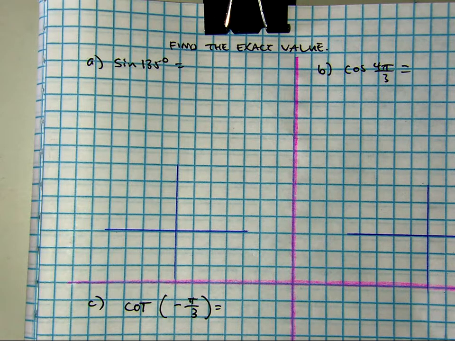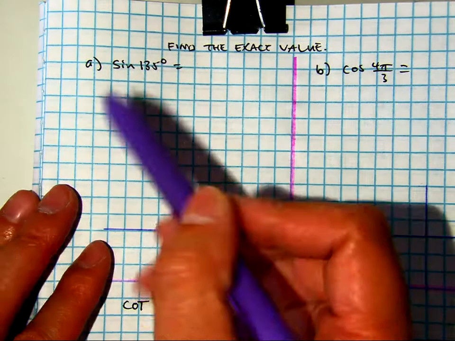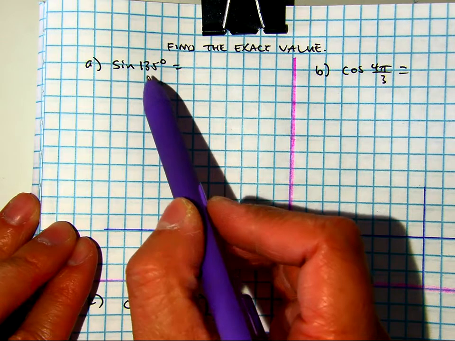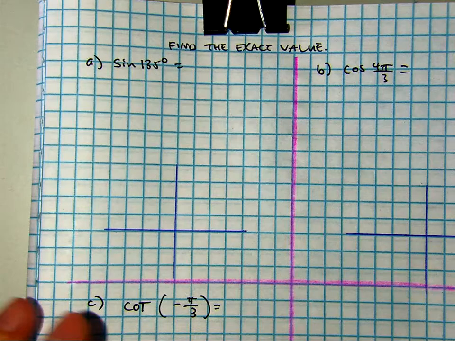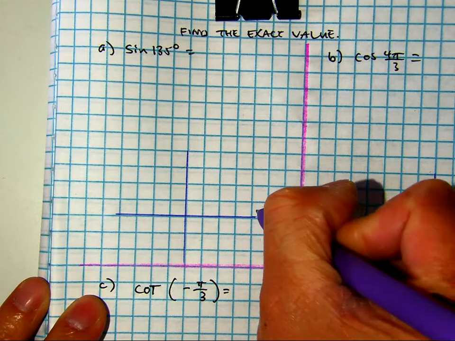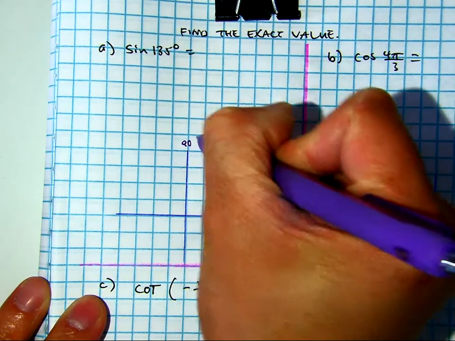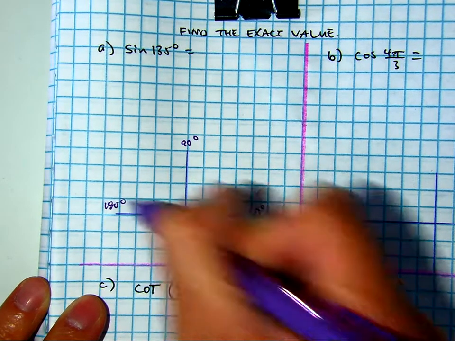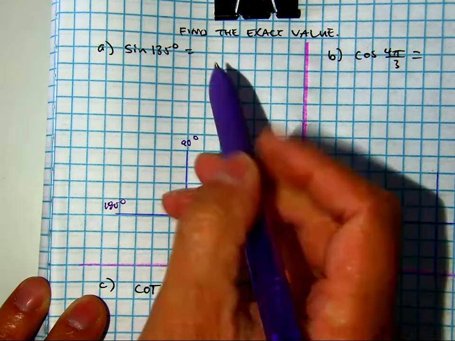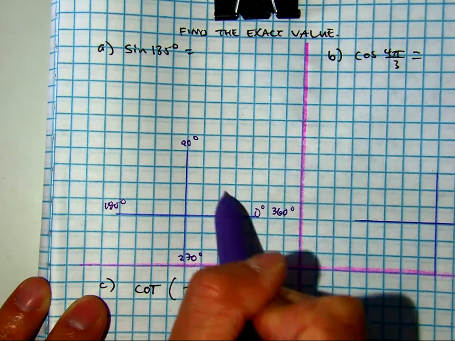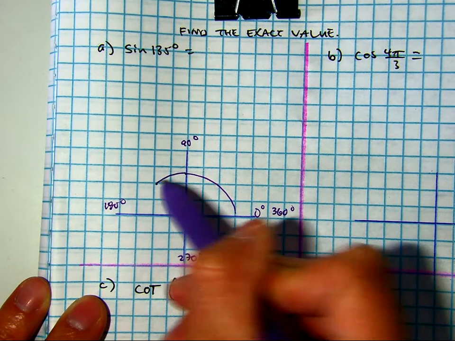Sine of 135. Show me with your fingers which quadrant that is in. It should be an easy one. It's degrees. Count degrees with me. Ready, set, go. So 135 is 90 plus how much more?